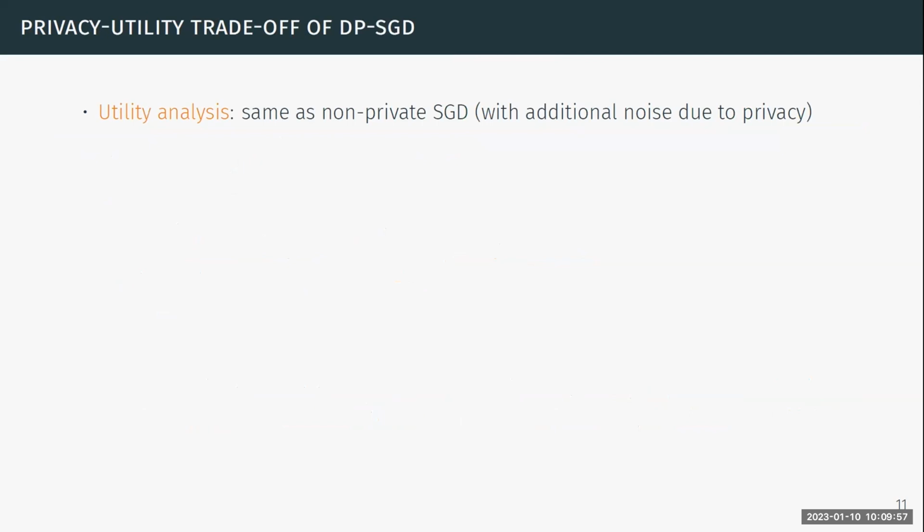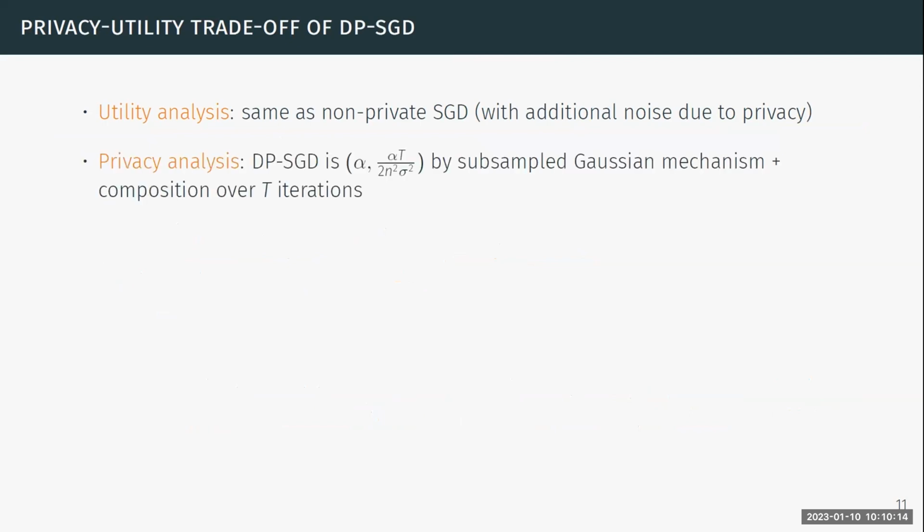And so to analyze the utility of this, typically for people who know how to analyze the convergence of SGD, this is essentially the same because there is already some noise in SGD due to the sampling. And here we just add a bit of additional noise due to privacy. So you can analyze the convergence of this algorithm in a similar way as normal SGD.